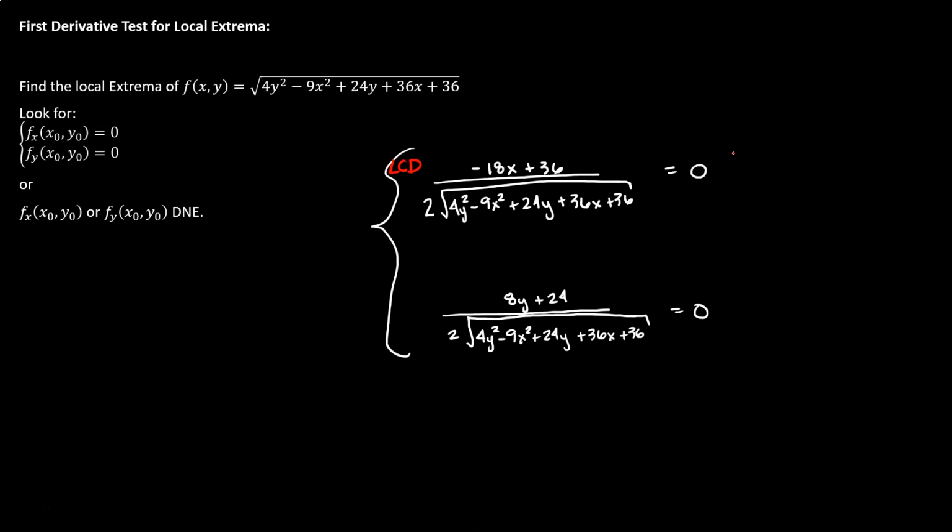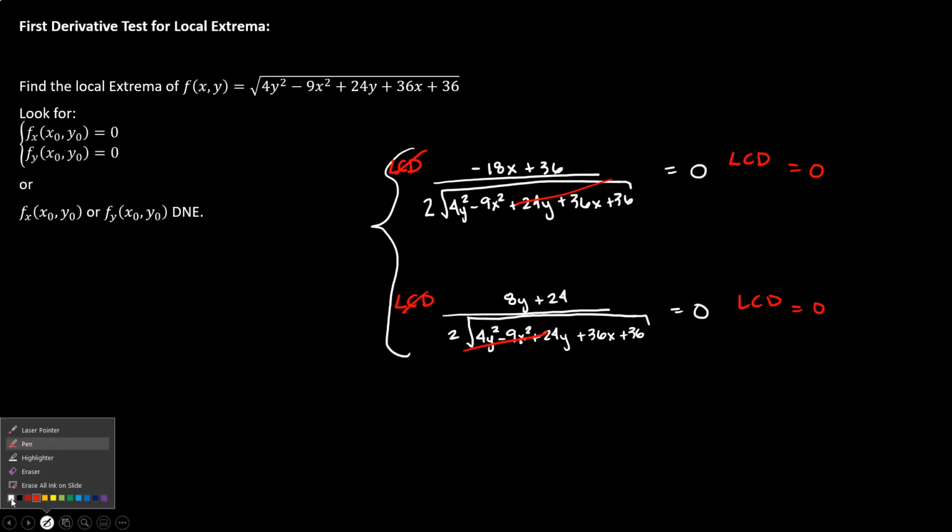It doesn't have to be LCD. I'm going to multiply the denominator to both sides of the equations because on the left it would divide it off, and on the right it would give me equal to 0. Same thing for the partial with respect to y. Multiply both sides by the denominator, greatly simplifying our equations here.